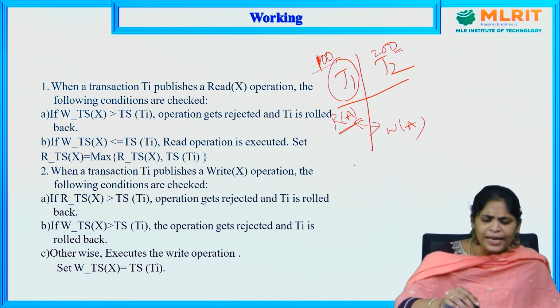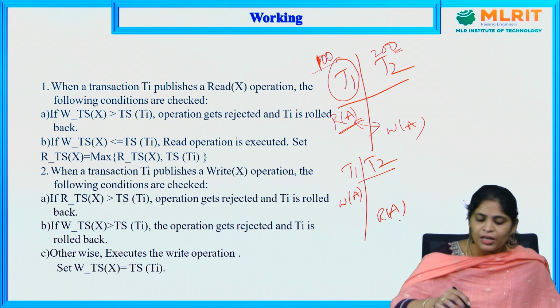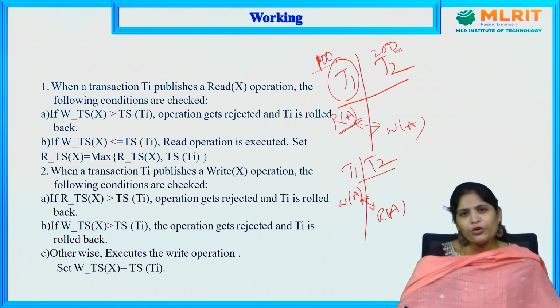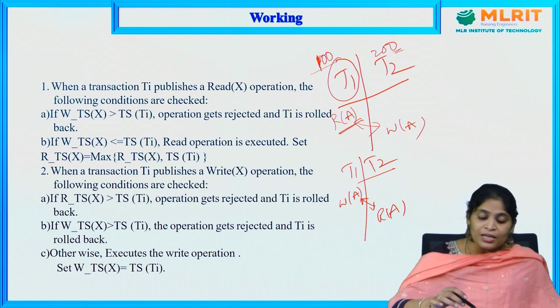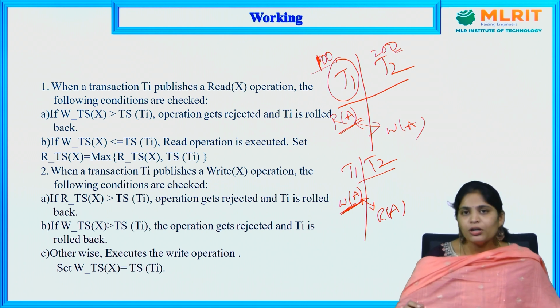Again, let us consider the same thing, T1, T2. Here write of A, here read of A. Even though this is a conflict pair, there will be no problem. Why? Because we give the first priority to T1, then only T2. After committing T1, we do T2. That is also no issue.